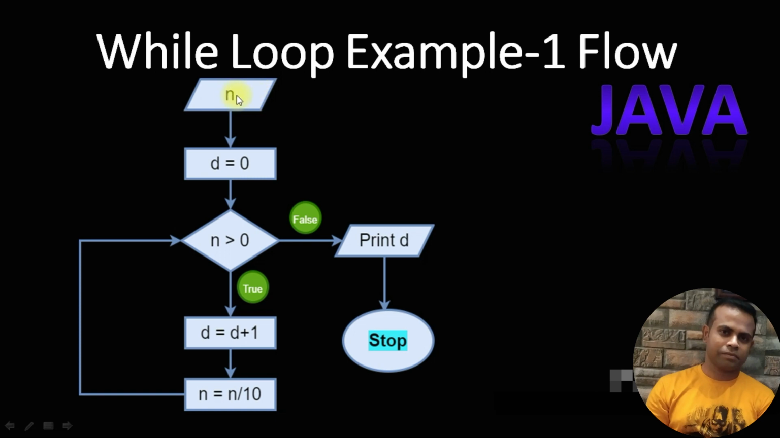Let's say the user enters any number and that is captured in n. Then d represents the digit count. So initially we will set d as 0. Then our loop starts here.